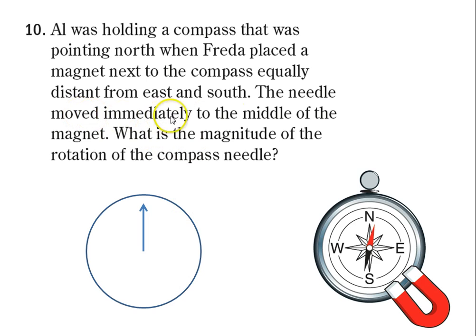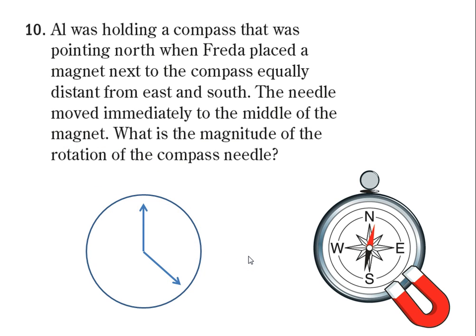And then the needle moved immediately to the middle of the magnet. What is the magnitude of the rotation of the compass? One thing that may not be clear is that when the arrow moves to get to this point, it could either move around this way or around this way, and we're going to assume that it took the shortest path, which would be clockwise here. So it went from here and ended up going down there. This is where it was, this is where it ended up, and we're looking for the magnitude of the rotation. So basically, how many degrees did this arrow rotate?